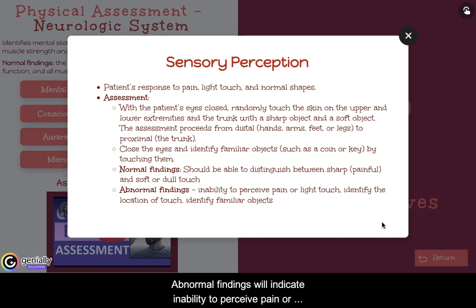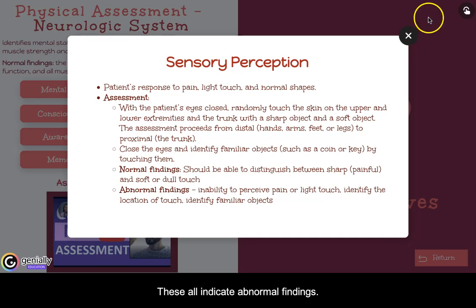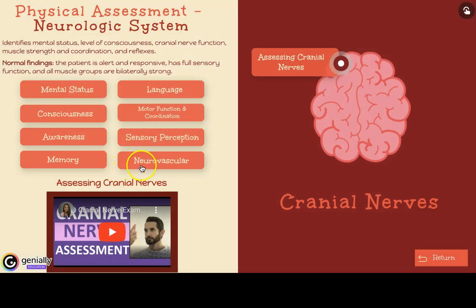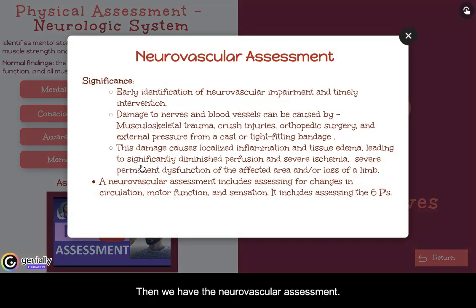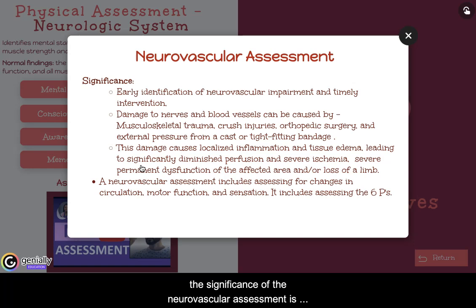Abnormal findings will indicate inability to perceive pain or light touch, identify the location of the touch, or identify familiar objects. These all indicate abnormal findings. Then we have the neurovascular assessment. The significance of the neurovascular assessment is that it's an early identification of neurovascular impairment, and so we can intervene in a timely way.